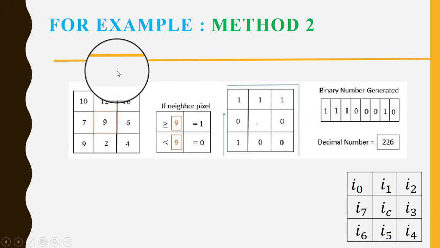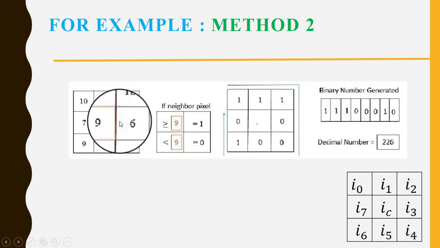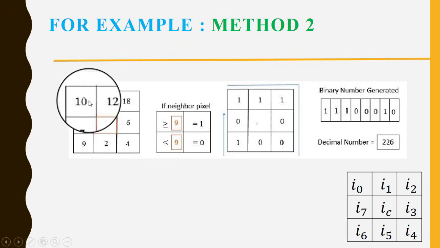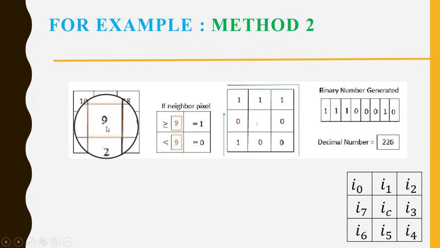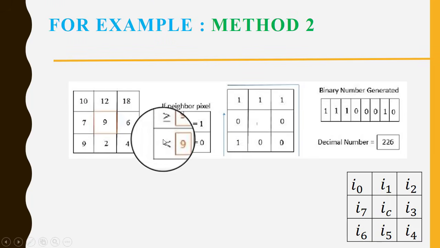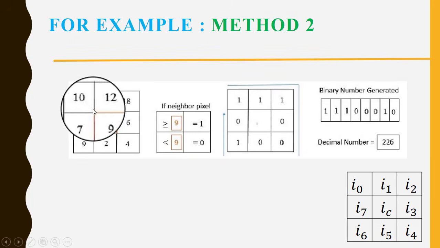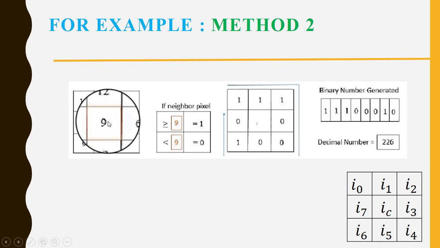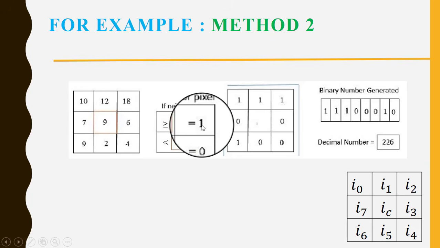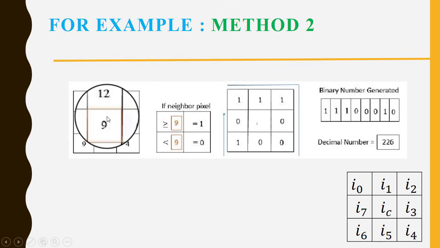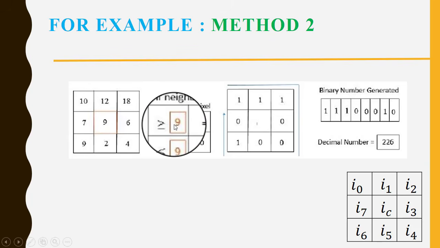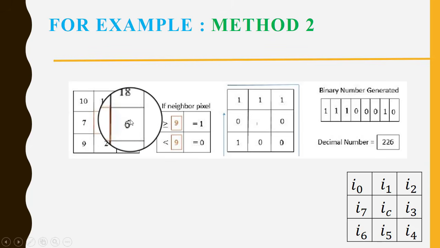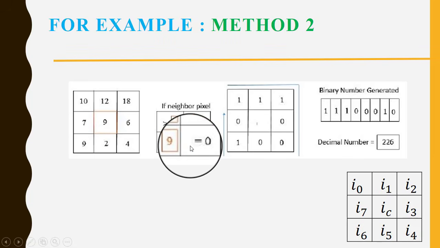Next, we have another method. You can compute these values by comparing the neighbor values with the center pixel value. Here you can see these are the neighbors and this is the center pixel value. If the center pixel value is greater than the neighbor, then we assign 0. If the neighbor is greater than or equal to the center pixel value, then we put 1. For example, 10 is greater than 9, so we assign 1. And 6 is less than 9, so we put 0.